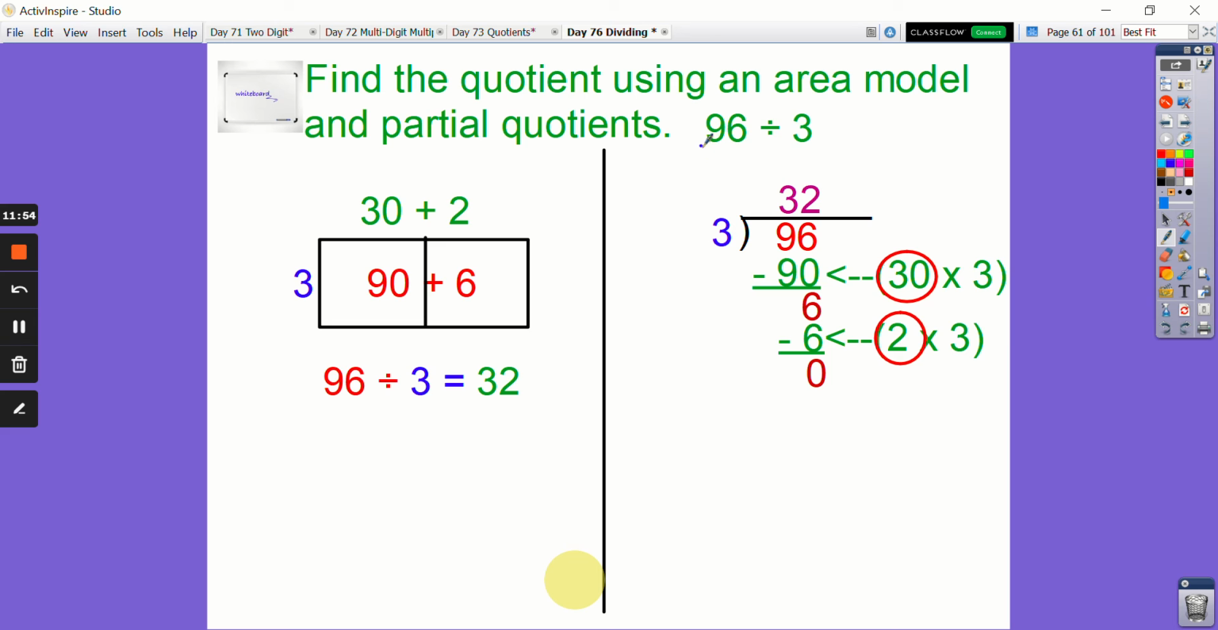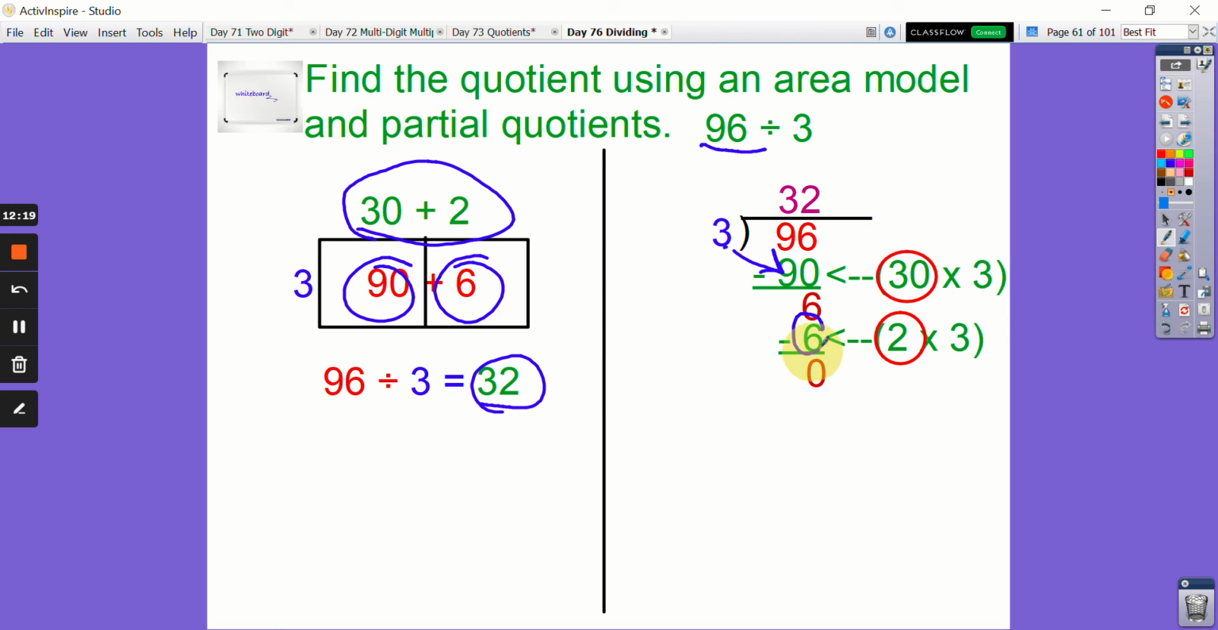When you break up 96, I hope you put 96 inside the area model. Then 3 times 30 is 90. 3 times 2 is 6. So we get 32 for a quotient. Same thing. Look at this number. You're going to start being able to see what you can pull out. 3, you can pull out 90, which is 3 times 30. Then you can pull out 6, which is 3 times 2. 32 is what your quotient is.